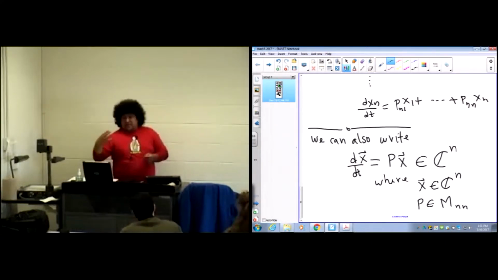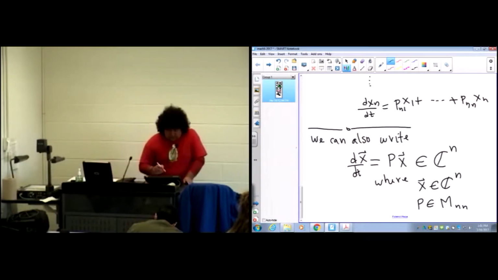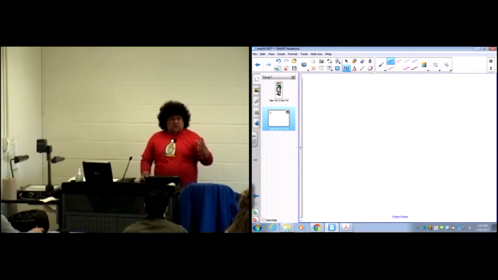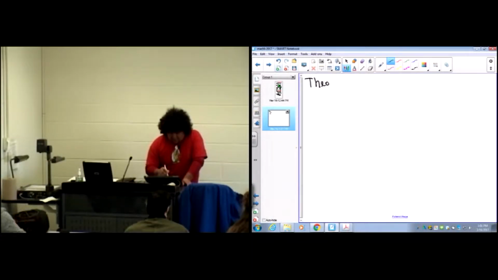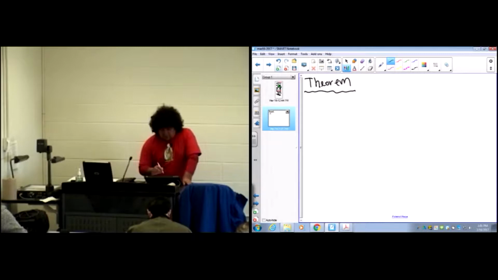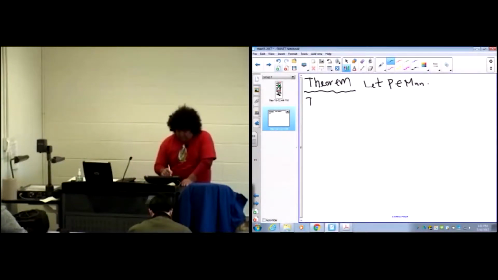Okay, so if P has n distinct eigenvalues, let's say these eigenvalues are called lambda 1, lambda 2, all the way to lambda n, then there exist n linearly independent eigenvectors.